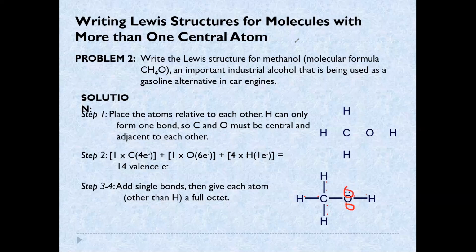Now we count for oxygen. Oxygen now has an octet, which is 1, 2, 3, 4, 5, 6, 7, 8. This carbon is also an octet, 1, 2, 3, 4, 5, 6, 7, 8. And the hydrogens are duplets, 1, 2, 1, 2, 1, 2, 1, 2. All the 14 valence electrons are fully taken care of.